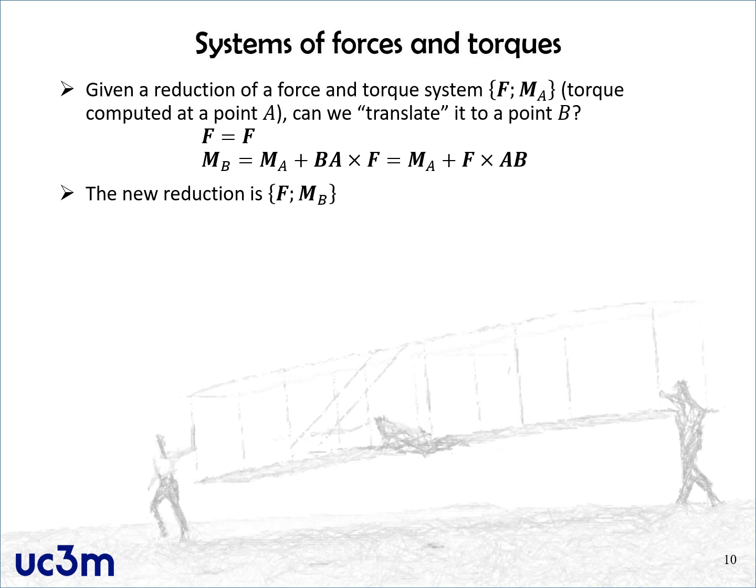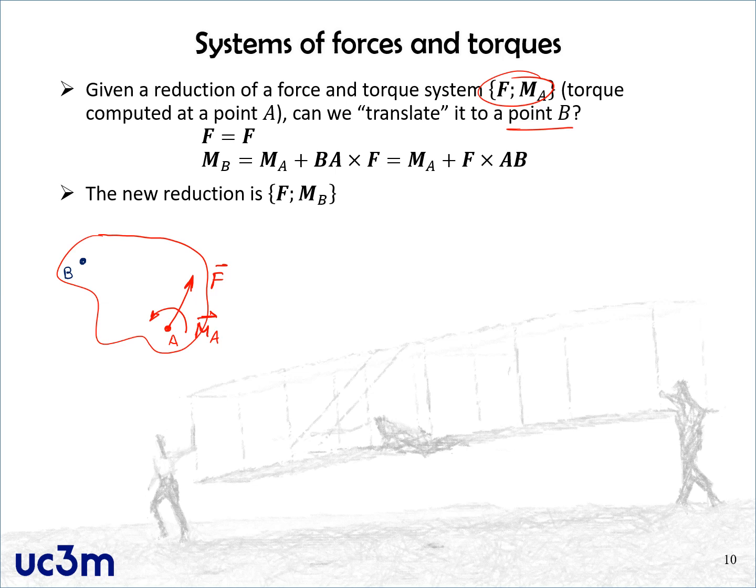In fact, in some situations, it will be useful to be able to translate our reduced system, F and MA, to a different point, for example, point B. Okay, so this may happen, for example, if we discover that point B is more interesting to simplify the equations of motion. So how can we do that? Now, imagine that we have our body, and imagine that this is point A, and we have computed the torque. Let's draw it like this about that point A, that's MA, and the resultant force, F, and we want to move this reduction to a different point, for example, point B.